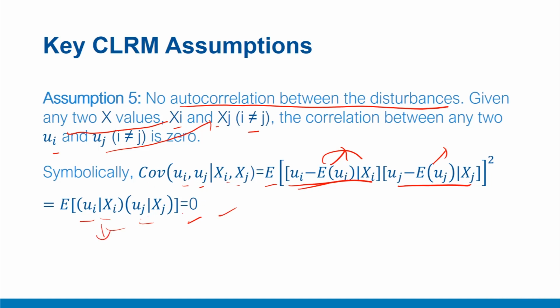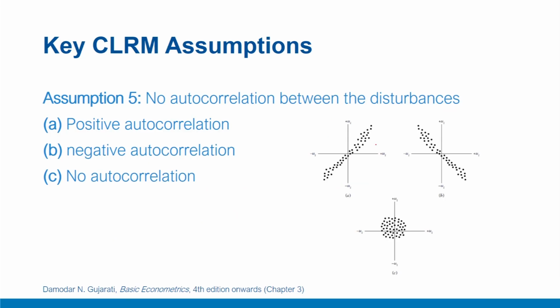This can also be said because correlation is nothing but the normalized or standardized form of covariance. So we can say that the covariance between mu i and mu j is 0 given xi and xj, or the correlation between mu i and mu j is 0 given xi and xj. If there is some correlation, that can also be examined visually before going to the mathematics of it. For example, if there is no autocorrelation, then the error terms will be plotted randomly without any pattern. If there is positive autocorrelation, then error terms will plot like this with each other. It indicates positive correlation. And if it is plotted like this, then it indicates a negative correlation between error terms, that is mu i's and mu j's.